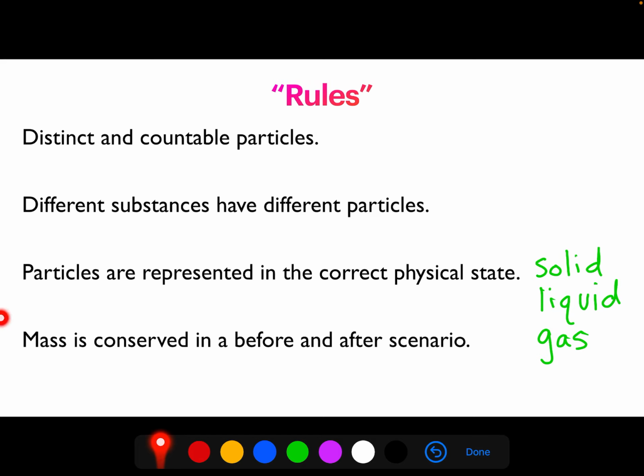So if you can kind of keep these general rules in line, and I did put rules in quotes here because none of these are set in stone because all particle diagrams are different, you will have a better chance of having a nice particle diagram.